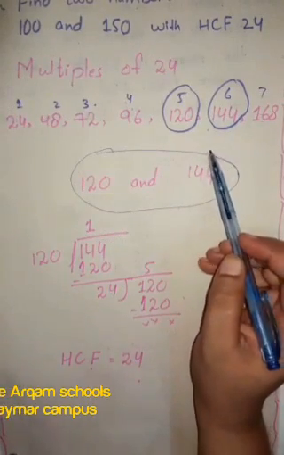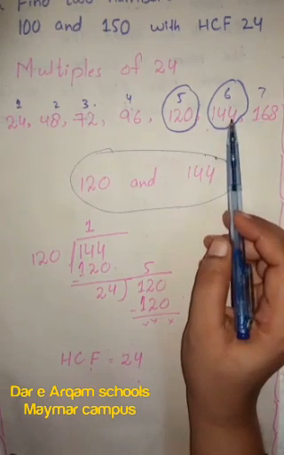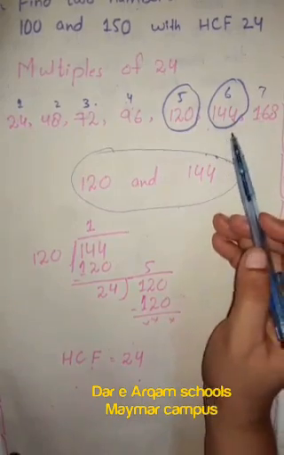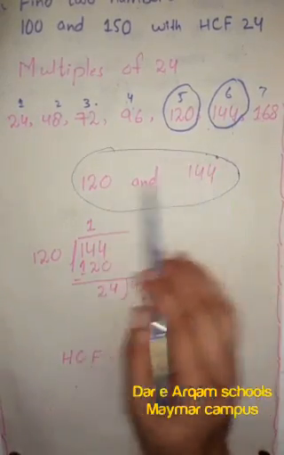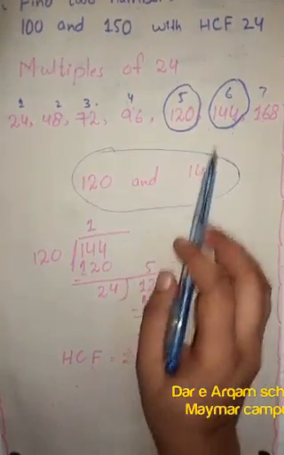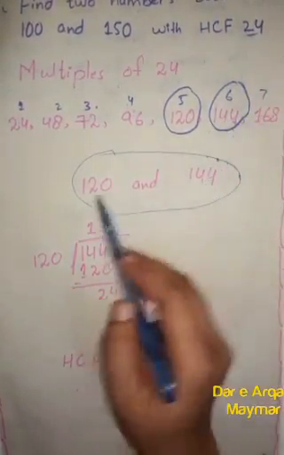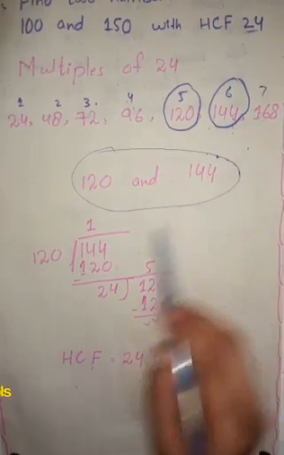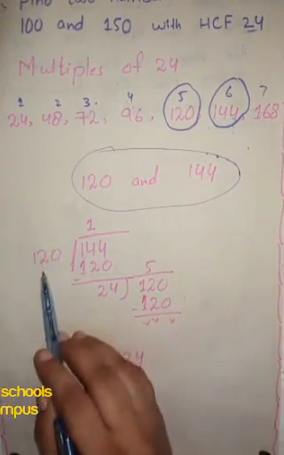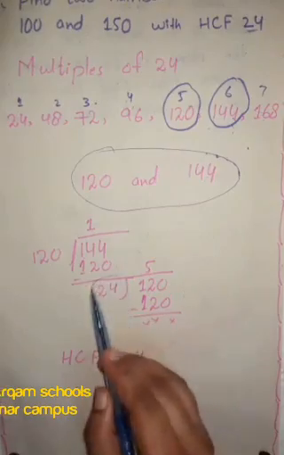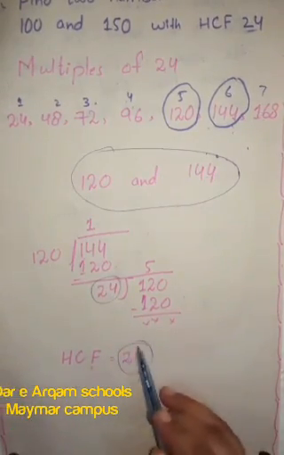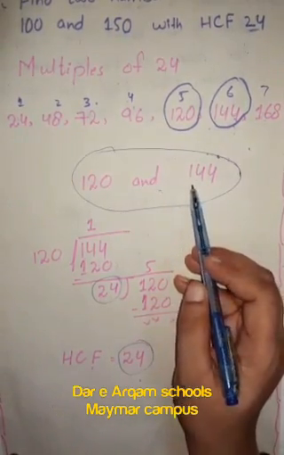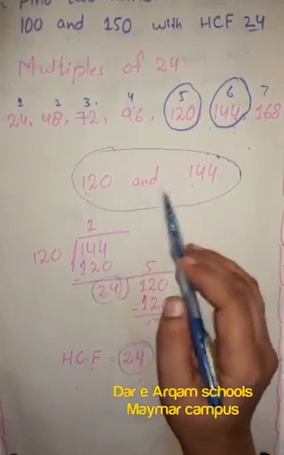Let's check whether we have solved the question in the right way or wrong. For this purpose, you will find the HCF of these two numbers. If the HCF is 24, then you are solving in the right way. Your solution is on the right path. When we found the HCF of these two numbers, here you can see we have got 24 as HCF. It means our solution is on the right path. So your answer is 120 and 144.